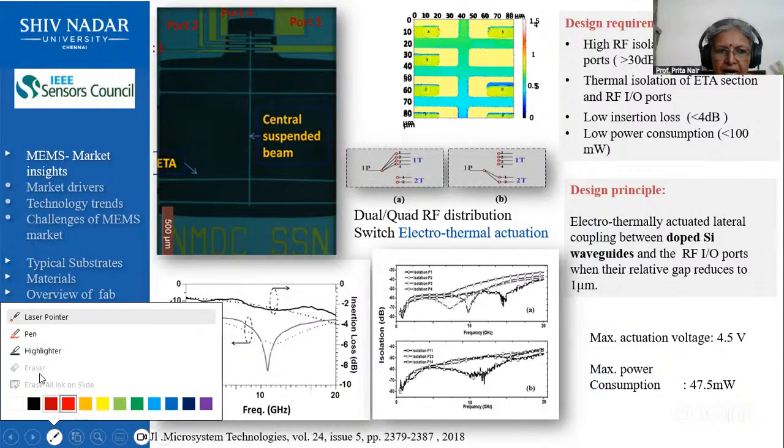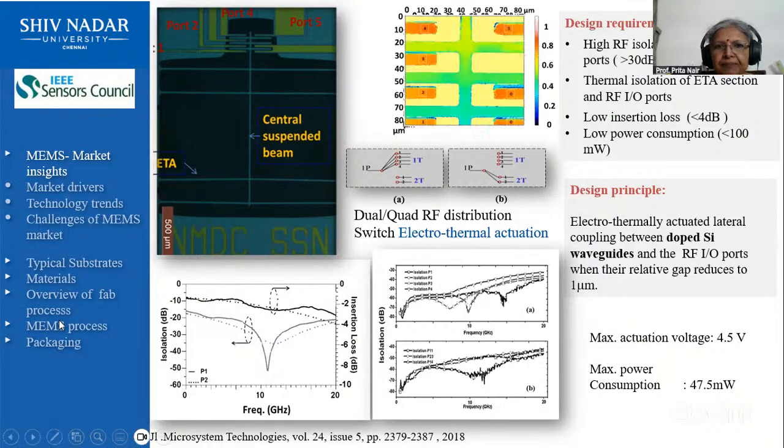But when it is moving down, what happens is that the beam has now moved down. You can see that it's moved down. So the input is coming from here, but what it is coupling to is one channel here and another channel there, right? So the intention was that we should have a good degree of isolation between that, and these curves below are showing that we are achieving good isolation for both dual as well as the quad distribution. So this is an example of an electrothermal actuator.